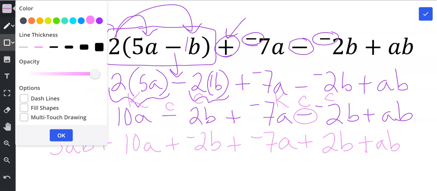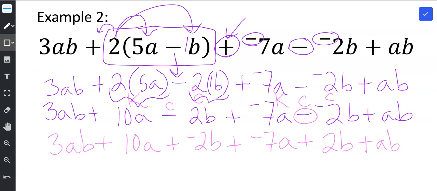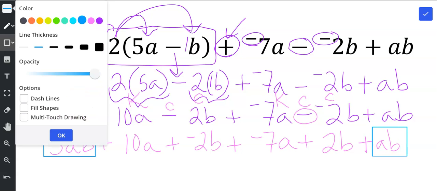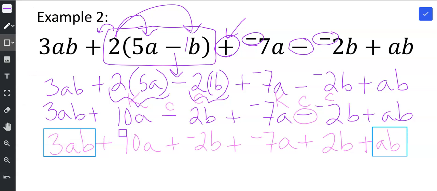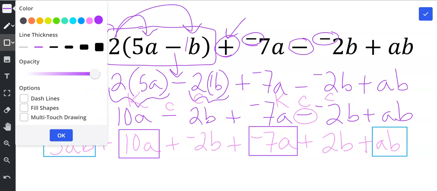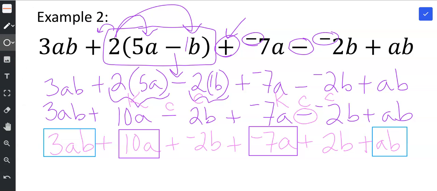Before I do that, I'm going to recognize my like terms. So I see at the very beginning 3ab. Let's see if I have any other terms that have an a and a b with a power of 1. I see one right there. I don't see any others. So let me choose a different color. And then I'm going to go ahead and put a box around 10a, and then that goes with negative 7a. Those are like terms because they have the same variable with the same exponent of 1. Even though you don't see it, the exponent is actually 1 for those. And then I see a negative 2b and a positive 2b.